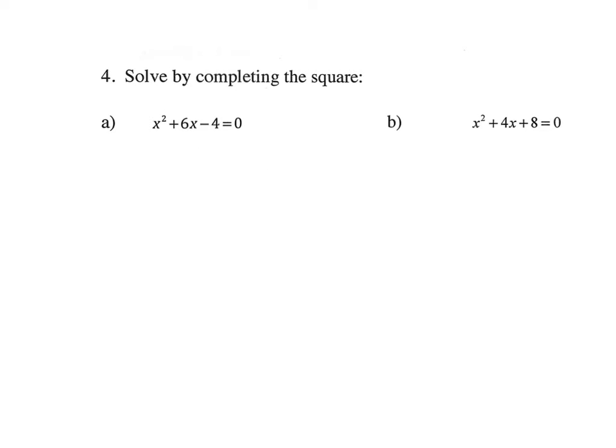Number 4, solve by completing the square. Remember, that's where we did the gesture, half the middle square, add to both sides. But the first thing you need to do always is move the constant term over. So I'm going to move that over, x squared plus 6x. Leave some space to complete the square.